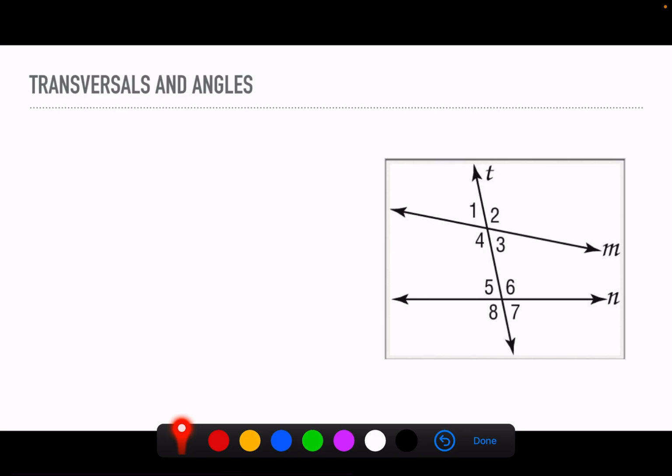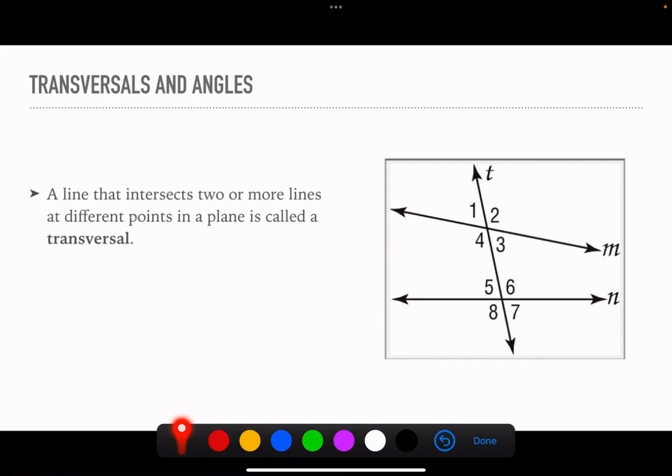Okay, here is our diagram. And what we can say is a line that intersects two or more lines at different points in a plane is called a transversal. So in this case, line T here is a transversal because it intersects M and it intersects N, okay, at these two different points. It does not intersect their intersection point, okay? They intersect at two different points.